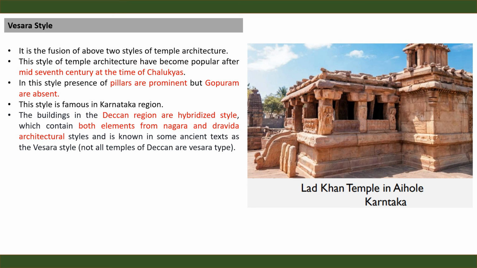Deccan region is where a hybridized style is present, which contains elements from both Nagara and Dravidian architecture styles and is known in some ancient texts as the Vesara style. One example is Ladkhan temple at Aihole in Karnataka.